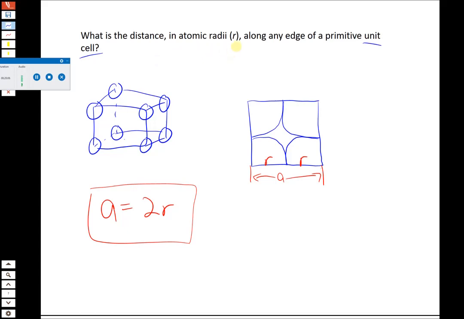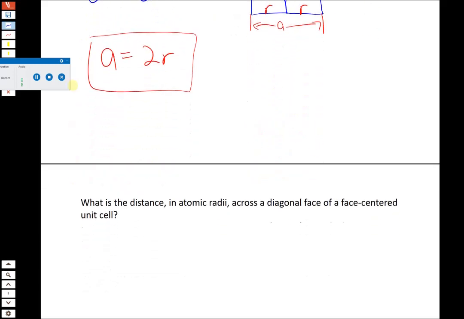So we're not going to ask you about all of the different geometry aspects of these, but this is a relatively straightforward one, where as we go along one edge of a cubic unit cell, we have 1r plus 1r to go across the edge. That's a total of 2r for that length there.